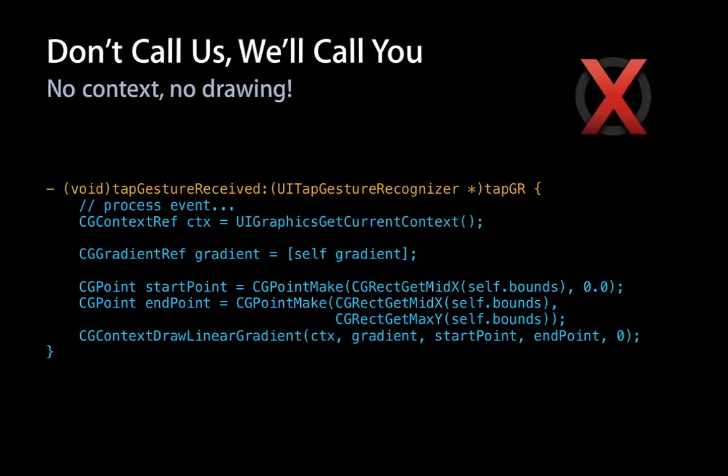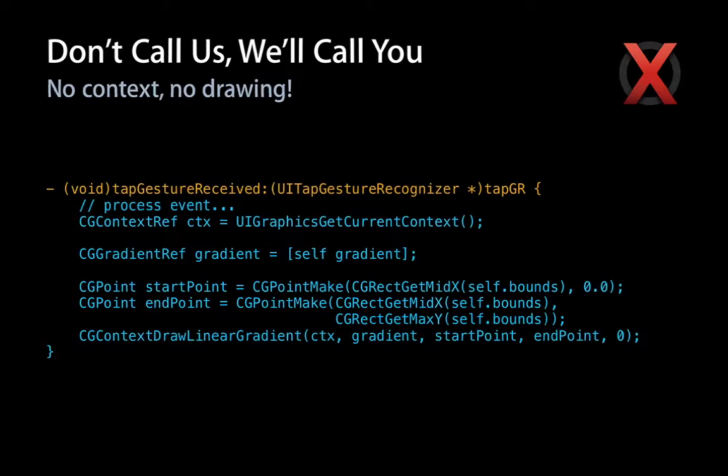So, a really important point about context. You can't call us. We have to call you. I see code like this a lot, trying to help people understand why their drawing doesn't work. They have some event processing code, the user's tapping on something and they want it to change from red to green or whatever. In their event processing code, they're trying to draw, so they call UIGraphicsGetCurrentContext inside their tap gesture recognizer code. Well, of course, it's not going to work there, and the reason is that there's no context.